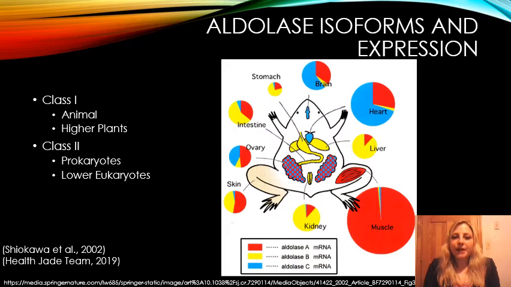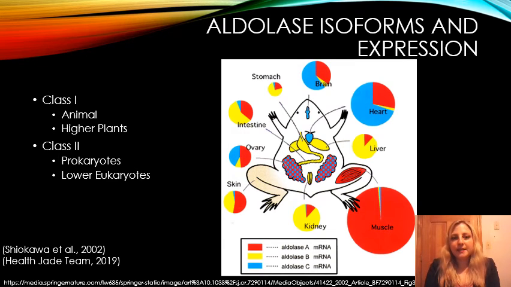Aldolase enzymes are found in all living organisms. Those found in class 1 are found in animals and higher plants. This class is further divided into type A, B, and C. Type A aldolase are located primarily in erythrocytes and muscle, as well as to a lesser extent the brain. Type B aldolase are located primarily in the enterocytes, liver, and kidneys. Finally, type C aldolase are located primarily in the brain, as well as the ovary and the heart.